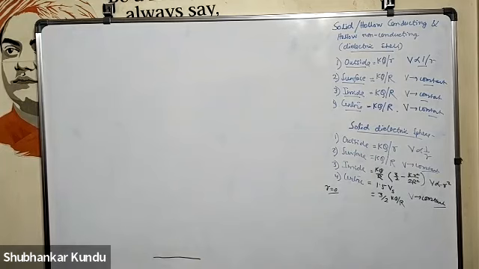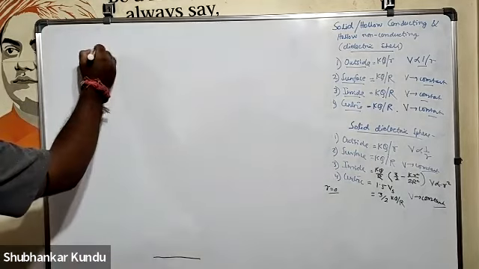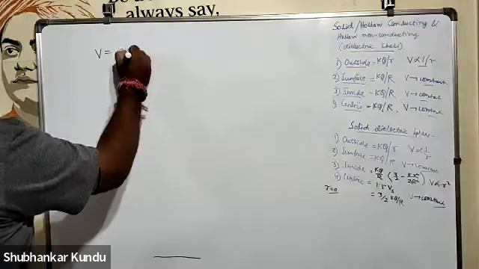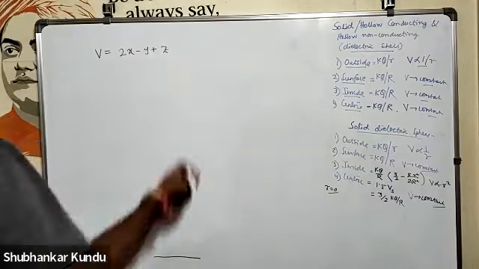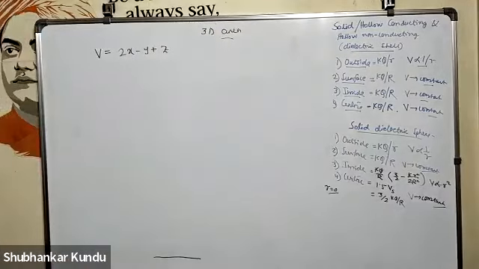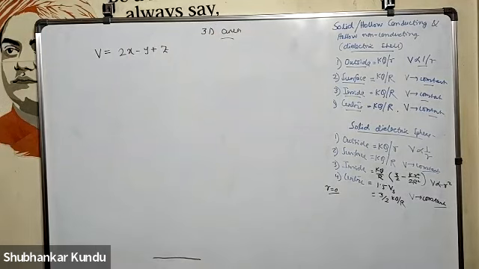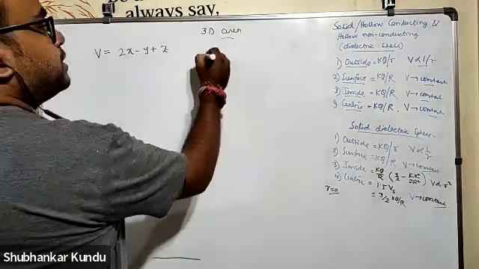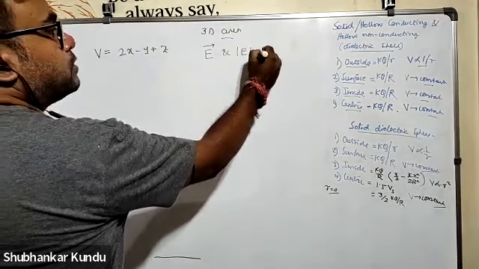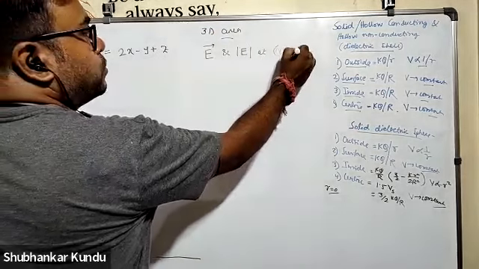We'll be just doing one numerical and wrapping the class for today over here. Suppose we are given the value of V as 2x minus y plus z in a 3D area. What is the meaning of a 3D area? 3D area means an open space. Okay. We are asked to find out the electric field vector and its magnitude at a point (1, 0, 1).